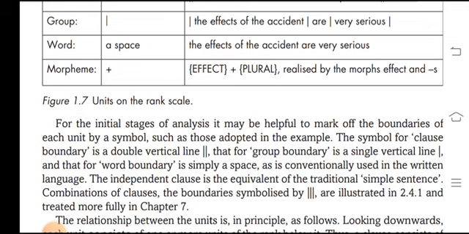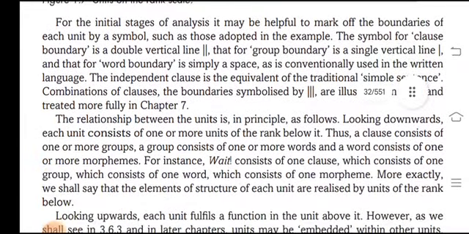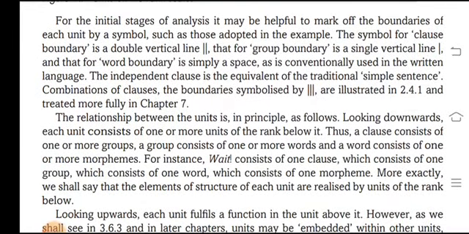Effect plus the plural, realized by the morpheme effect and s. For the initial stages of the analysis, it may be helpful to mask the boundaries.